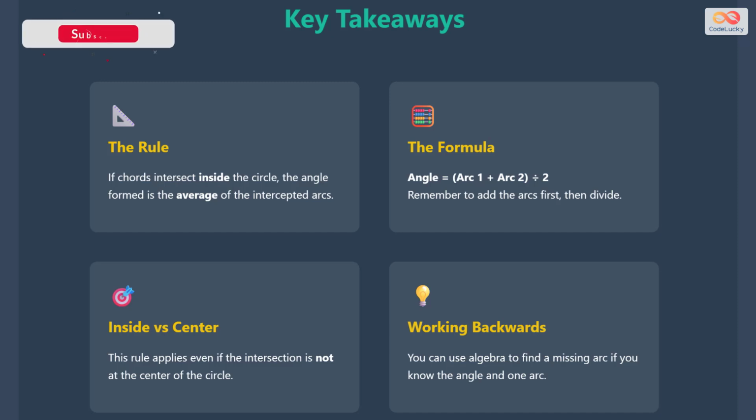To wrap up, remember these key points. When chords intersect inside a circle, think average. Add the arcs and divide by 2. This works for any intersection point inside the circle. And as we saw, you can use this simple formula to find angles or missing arc measures.